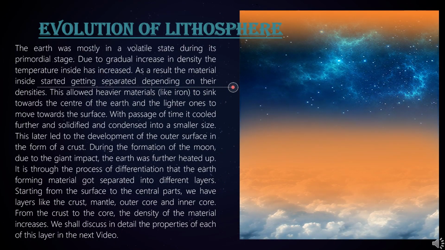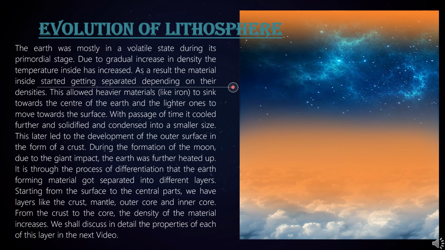Evolution of lithosphere. The Earth was mostly in a volatile state during its primordial stage. Due to gradual increase in density, the temperature inside has increased. As a result, the material inside started getting separated depending on their densities. This allowed heavier materials, like iron, to sink towards the center of the Earth and the lighter ones to move towards the surface. With passage of time it cooled further and solidified and condensed into a smaller size. This later led to the development of the outer surface in the form of a crust.